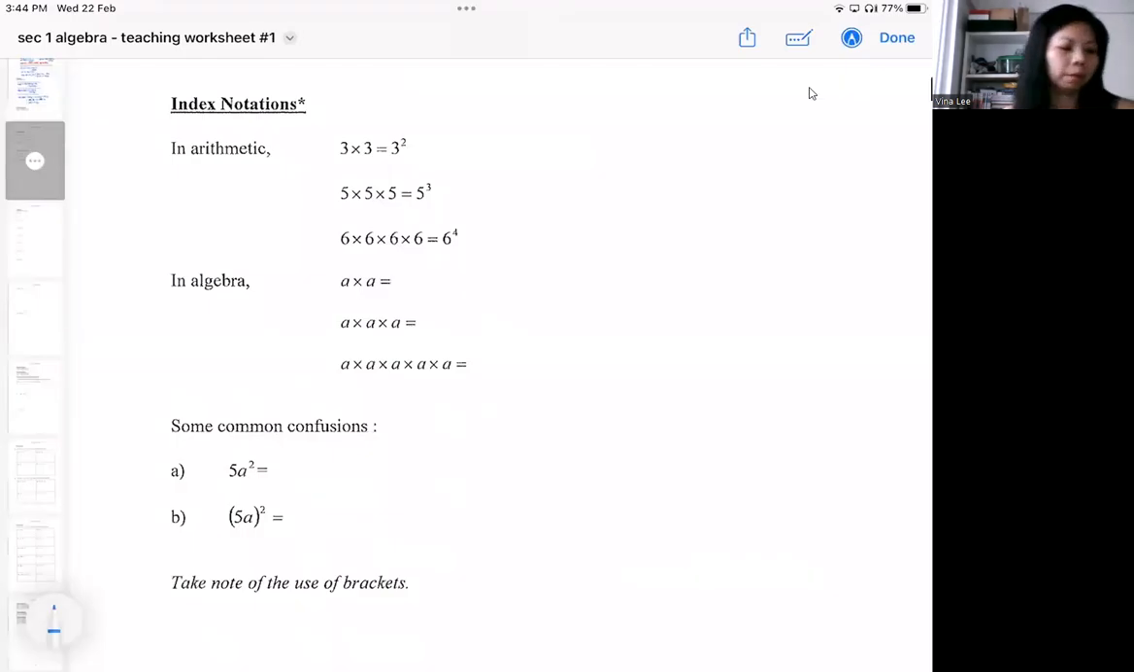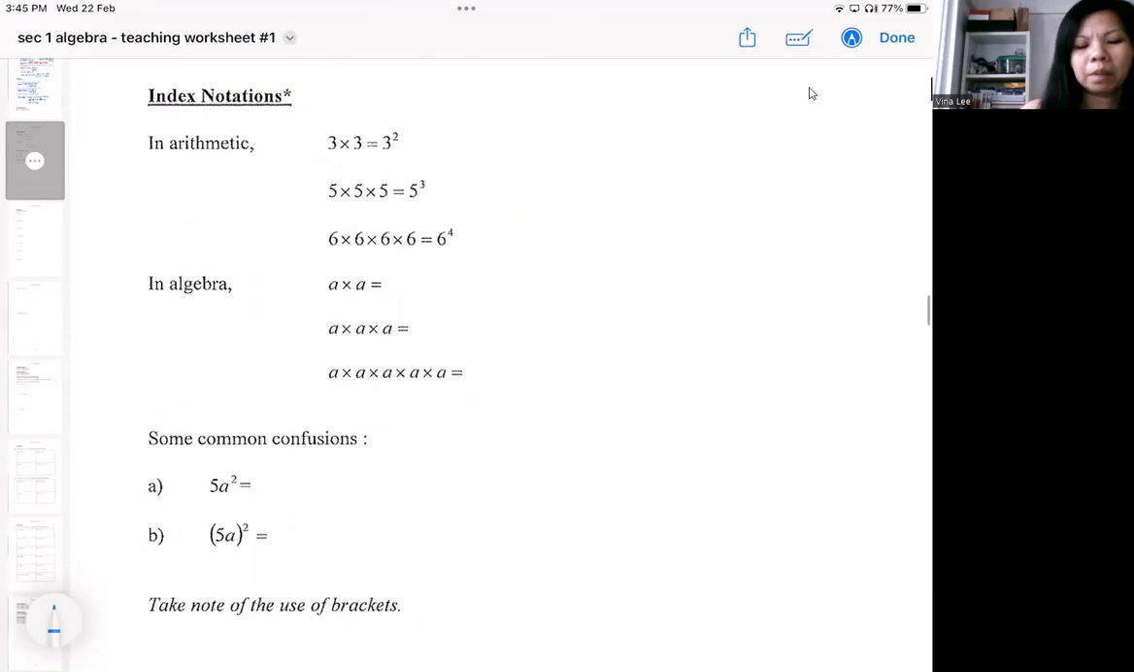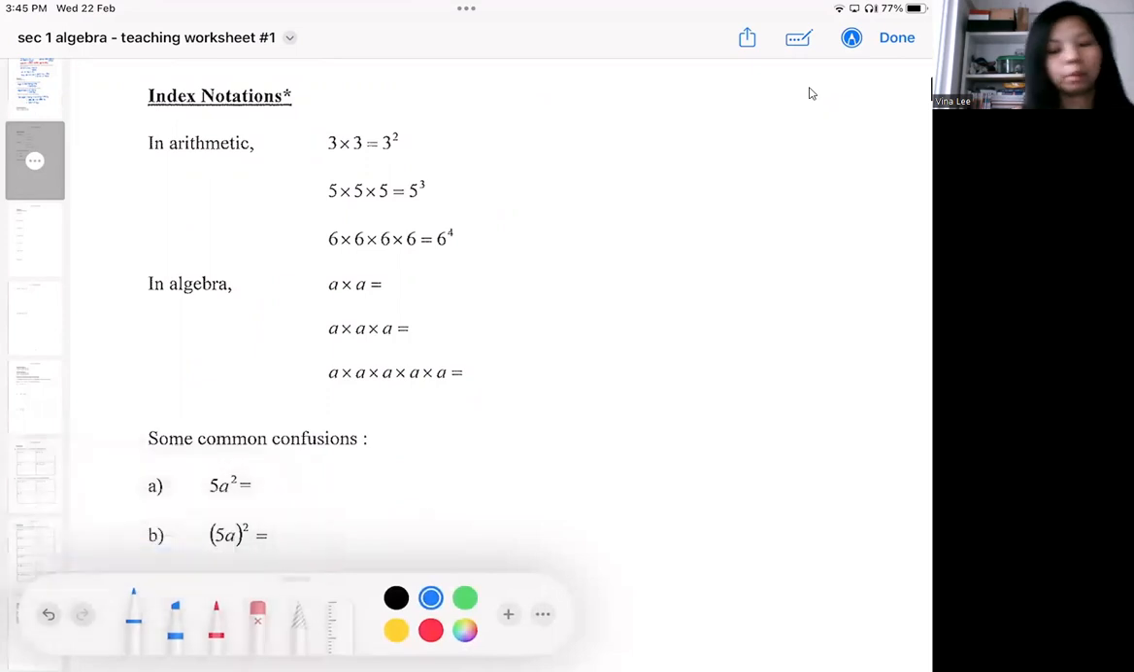Okay, in this part of algebra, I'm going to introduce you to index notation. You already came across index notation in the prime factorization topic. Some of you may relate to the idea of index notation, but when it comes to algebra, some students get confused. So this is a very, very important section, so do take note.